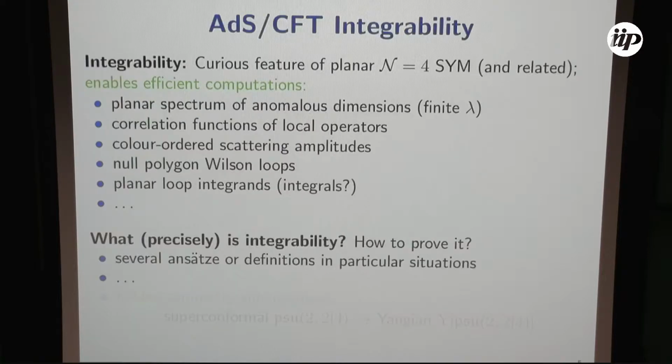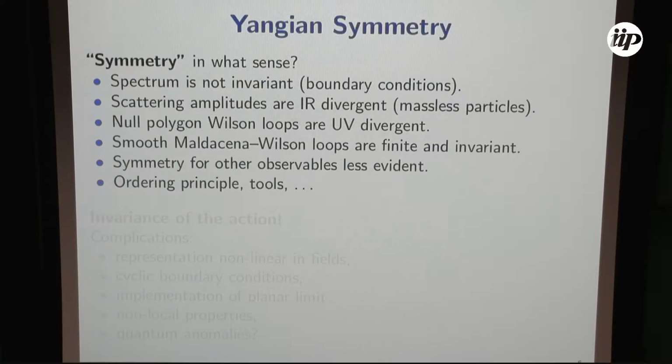Well, if you look at, for example, all of these applications, the Yangian has mostly not really been a symmetry. For example, the spectrum is not invariant. Well, that's because the boundary conditions in this integral problem actually destroy the symmetry. Scattering amplitudes are almost symmetric, but you get IR divergences due to massless particles, and they somehow distort the symmetry. For Wilson loops on null polygons, you get UV divergences instead, and they also mess around with the symmetries.